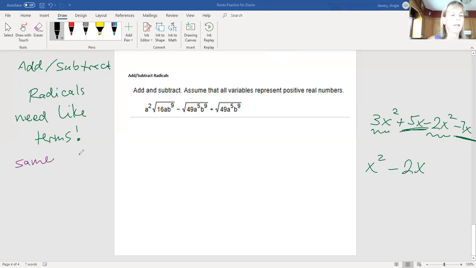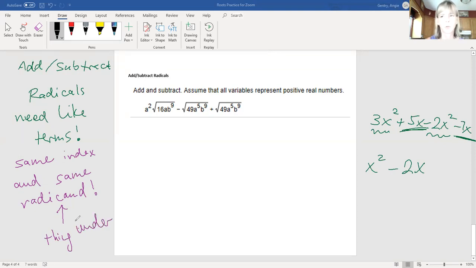We need the same index and the same radicand, because that's really what this means. If you wrote those, radicand is the thing under the root. The whole thing under the root has to be the same. So when you add and subtract, you can't go under. You can't just say, oh, I have square root, square root, square root, I can just do all those under. What you have to do is simplify each one and then see where that leads you.